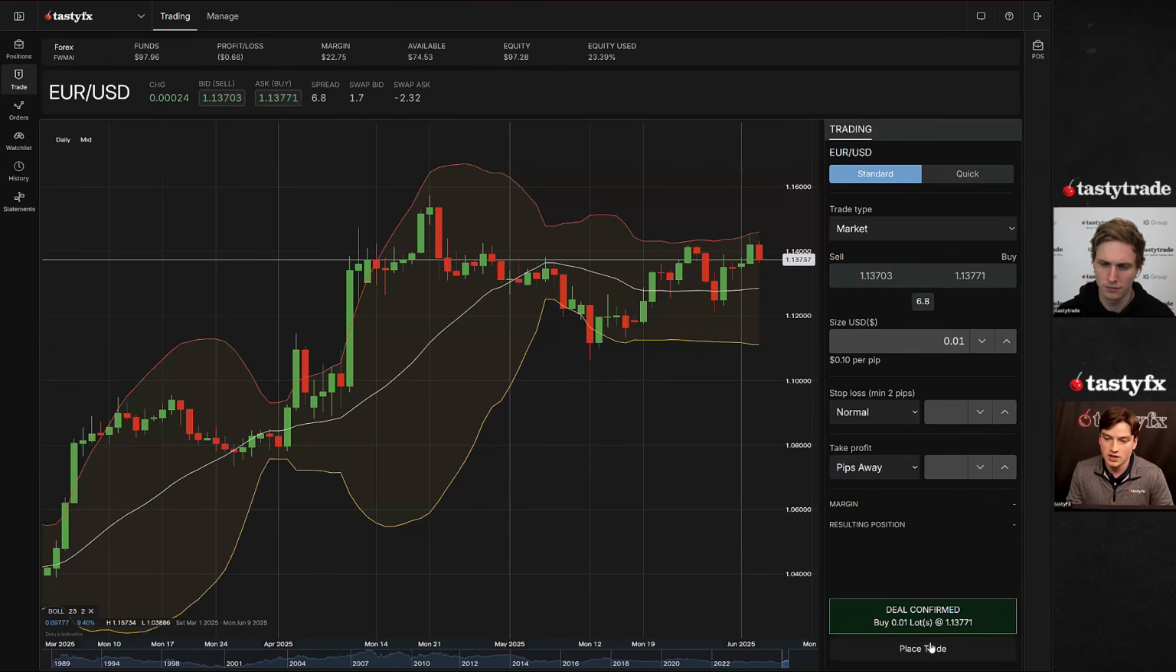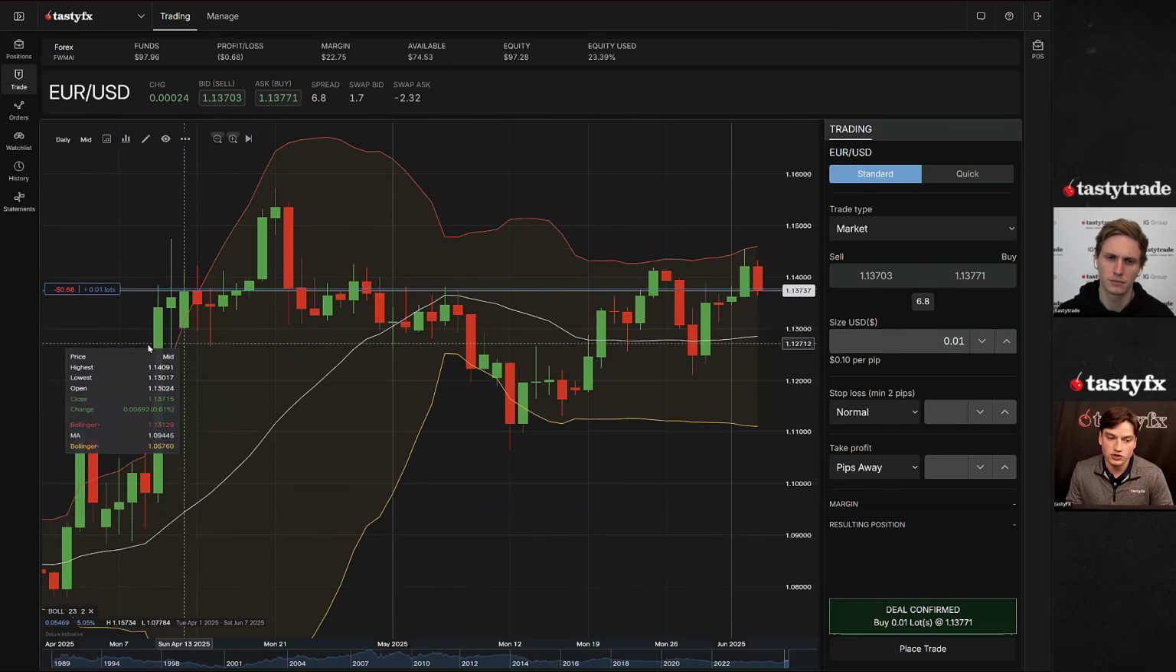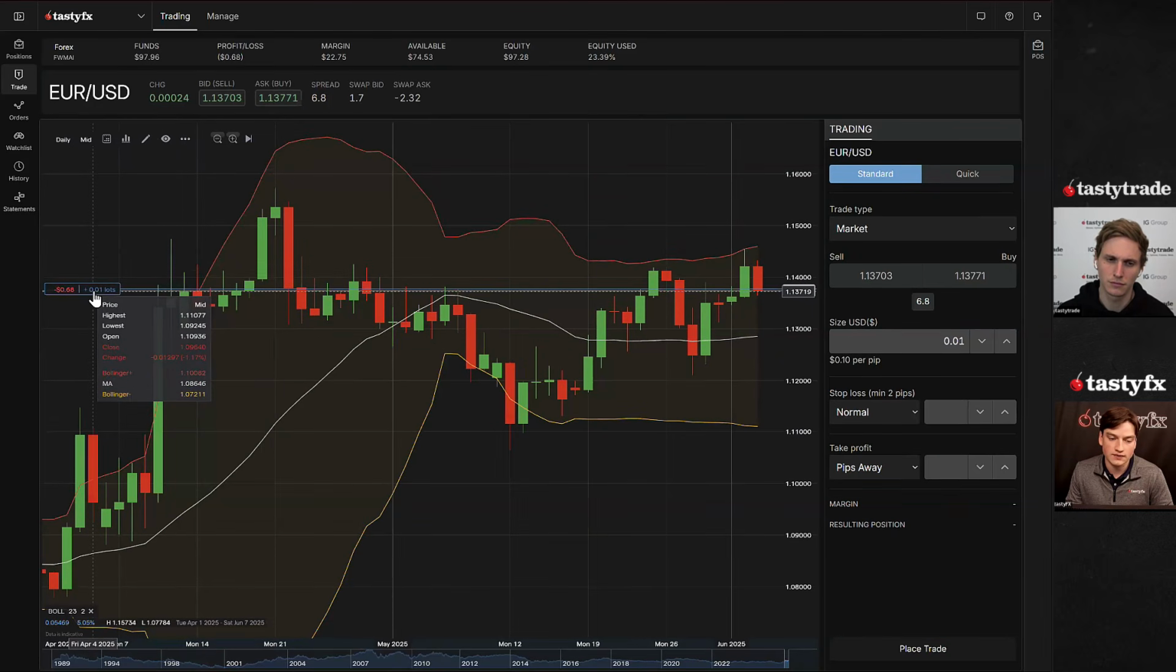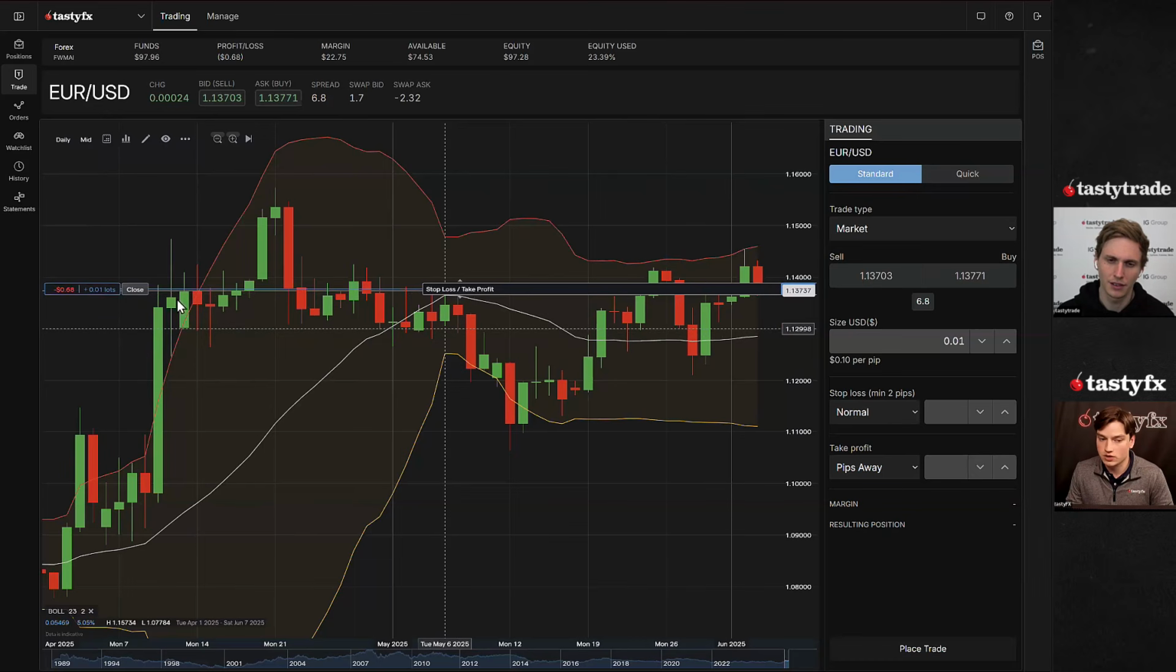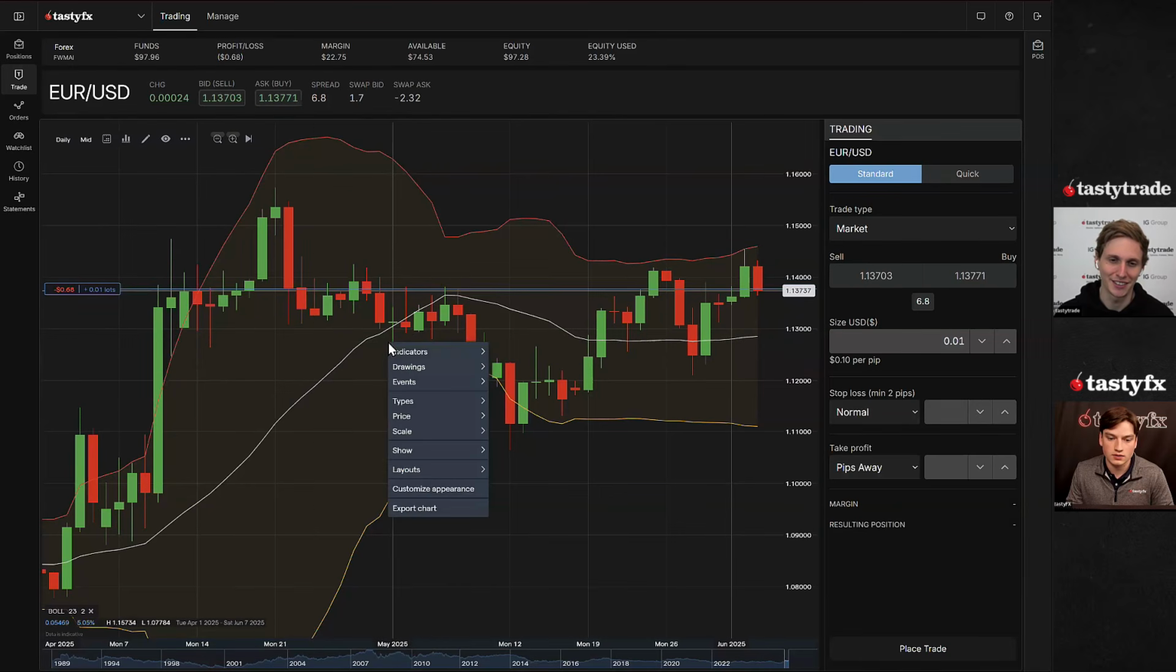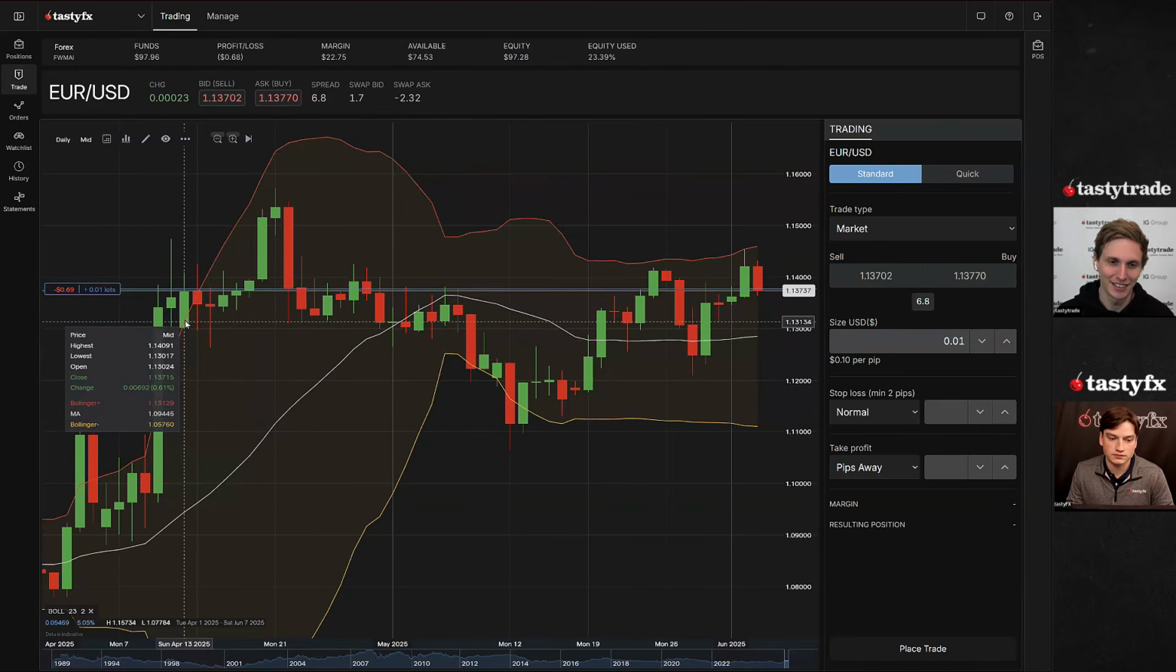So from there, you can place the trade, and then your position will show up on the chart and give you the ability to add a stop loss or take profit directly from the chart, or close your position directly from the chart. So that's how you remove that indicator, really, really quick, just to clean it up on there.